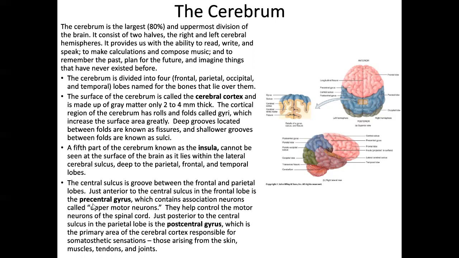The precentral gyrus, this area right here in our frontal lobe, contains association neurons called upper motor neurons. These are the neurons that help control motor neurons of the spinal cord. In other words, this area of our brain is where all signaling originates for skeletal muscle contraction. And remember, your right brain controls the left side of your body, so we can see the right side of the brain here. That means all of this part of our brain would control the left side of our body.